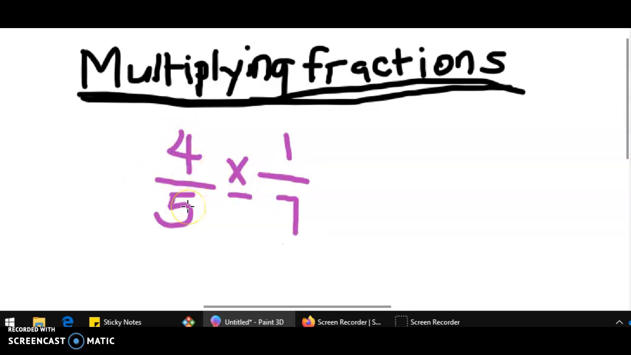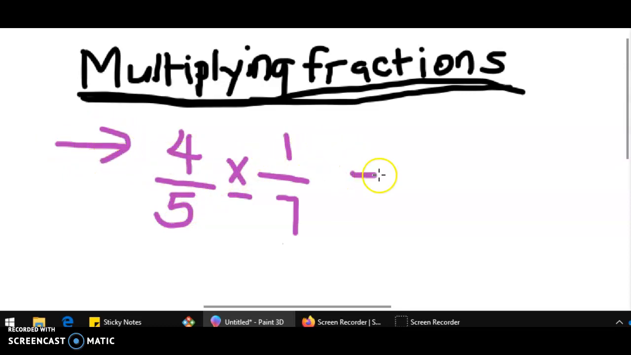4 over 5, can we simplify? No. 1 over 7, can we simplify? No. 4 and 7, can we simplify? No. 1 and 5, can we simplify? No. Okay, so we multiply the numerators.